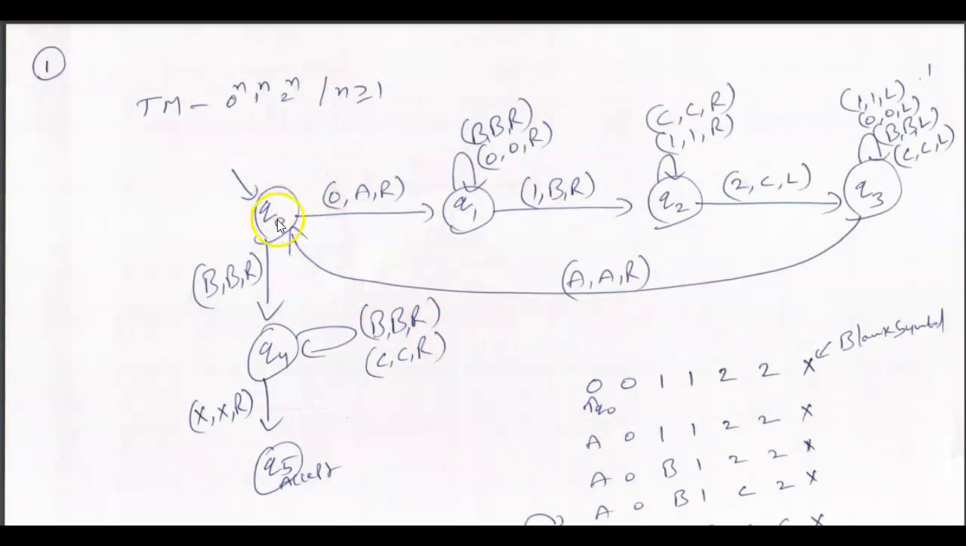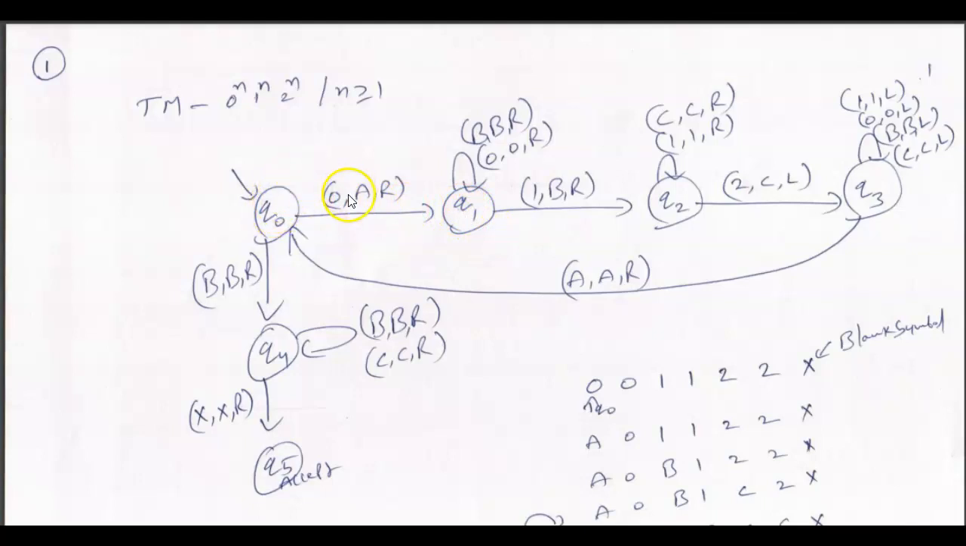At Q naught initially, we replace the first 0 with A, and we move towards the right direction. And after Q1, in a Turing machine, by consuming a different input symbol, generally we will change the state. Remember this point: generally we will change the state.